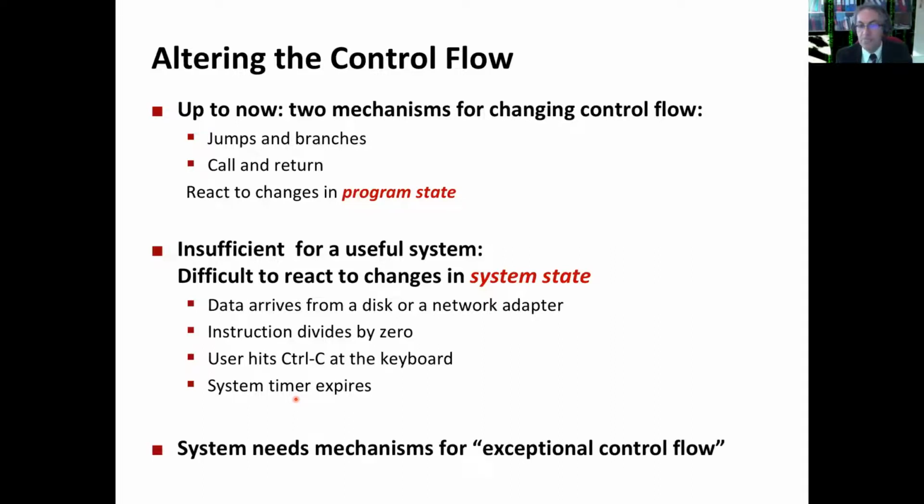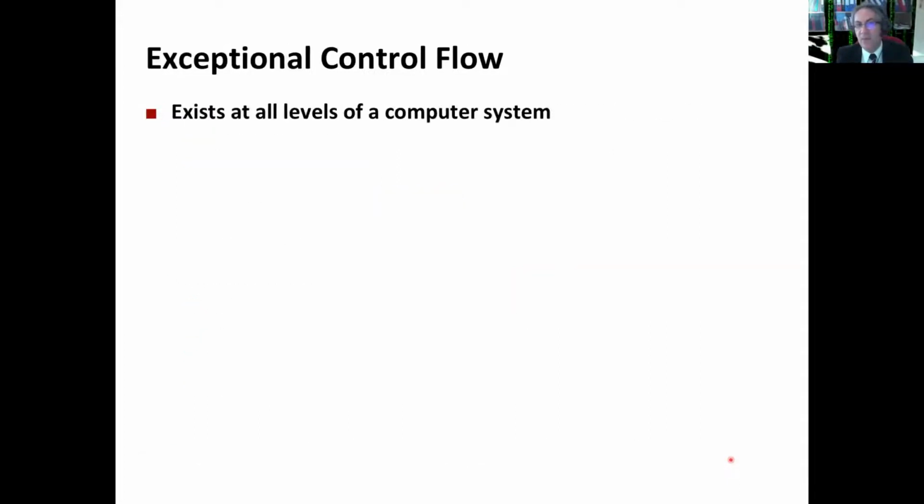So what we need is a mechanism for exceptional control flow, meaning that there's this control flow that's defined by the executable, but what if certain exceptions happen? This happens at all levels of a computer system.